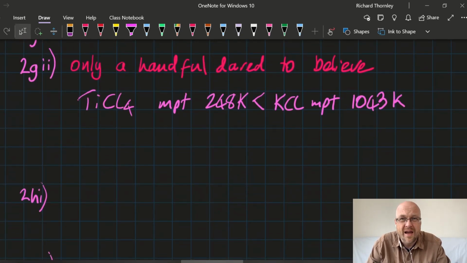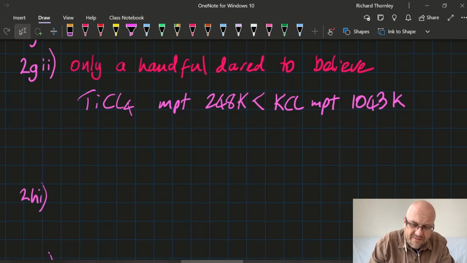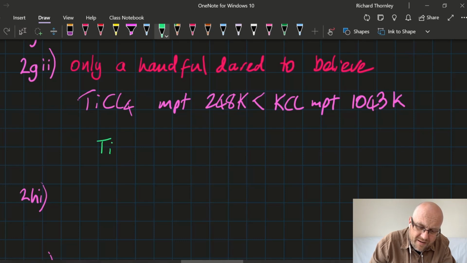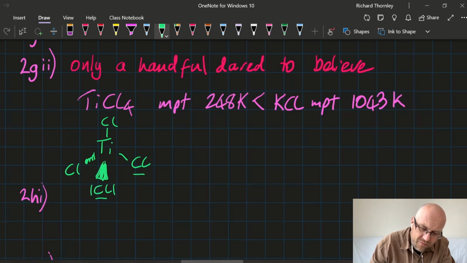Next, 4G. Only a handful dare to believe. What could cause titanium chloride, a metal and a non-metal, so probably ionic, to have such a really low melting point? Melt in your hand. So it can't be ionic bonding, can it? But it must be, because it's a metal and a non-metal. Well, you're going to have to dare to believe that titanium tetrachloride is actually covalent. And I don't know what shape or anything about it, other than I would imagine it's probably a tetrahedron, isn't it? Titanium tetrachloride, that just feels weird.